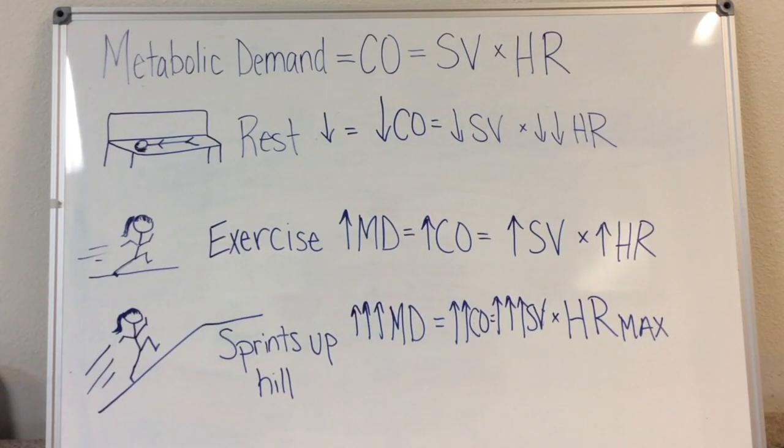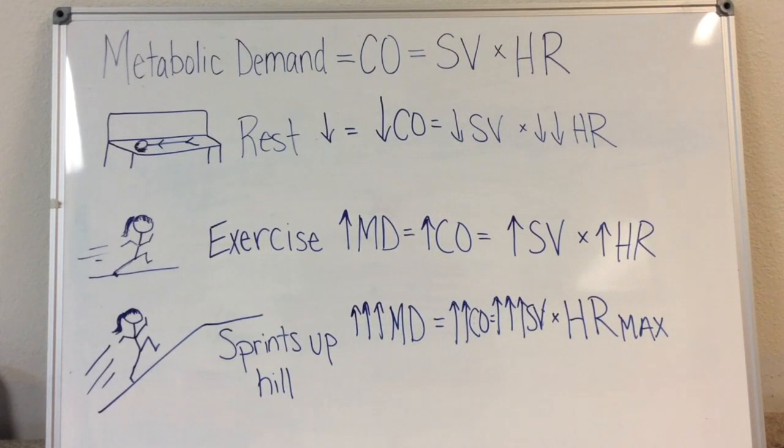Now, if I got incredibly motivated and decided to run sprints up a hill, my metabolic demand will significantly increase. In order to meet the metabolic demand of my muscle tissue, my cardiac output must increase significantly. Once my heart rate has reached its max, the only other way to increase cardiac output is to increase stroke volume. At some point, our heart can no longer meet metabolic demand, and our cardiac output can no longer increase.